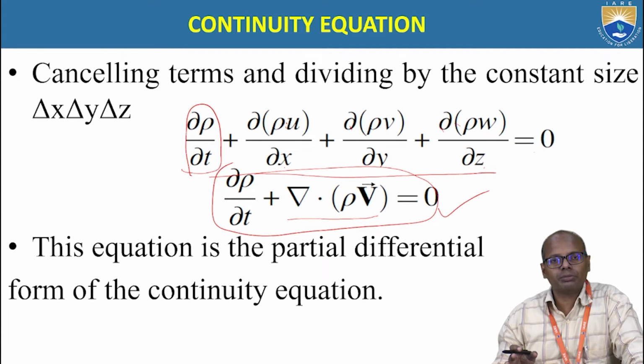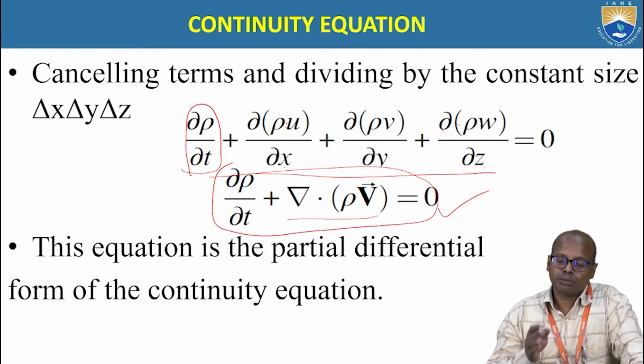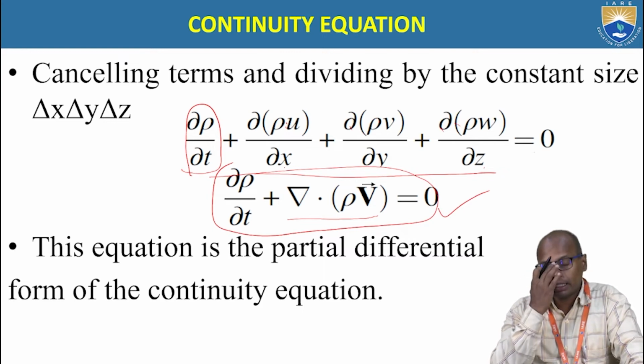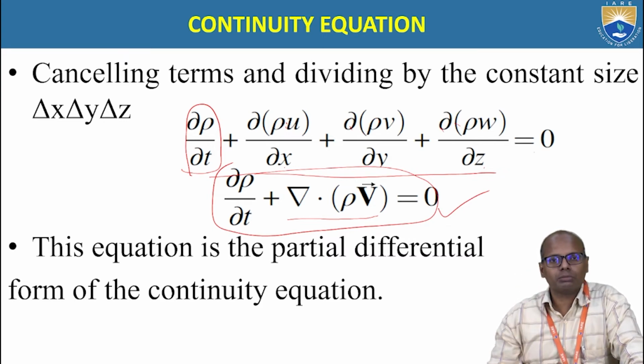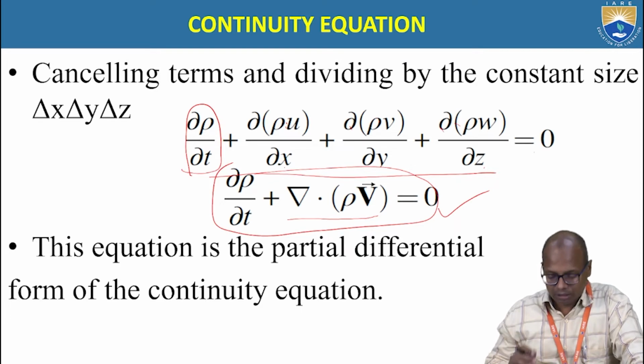Directly we are getting from the concept of the infinitesimal, infinitely small fluid element fixed in space. In the previous one, the finite control volume fixed in space, what did we get? We got directly the integral form, which is a conservative form. After manipulations, we got the partial differential form. Now we'll see the third aspect.